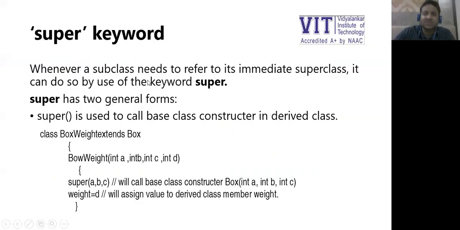When a subclass needs to refer to its immediate superclass, we can make use of the super keyword. Now super and parentheses is used to call the superclass constructor. For example, if we have BoxWeight extends Box class, and in BoxWeight we have 4 data members, and I'm calling super(a, b, c), it means the first 3 data members will be passed to the superclass constructor, that is the Box class parameterized constructor. Obviously, in the Box class, there must be a constructor with these 3 parameters.